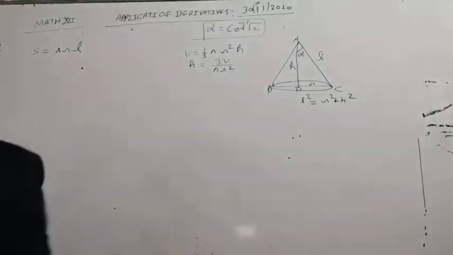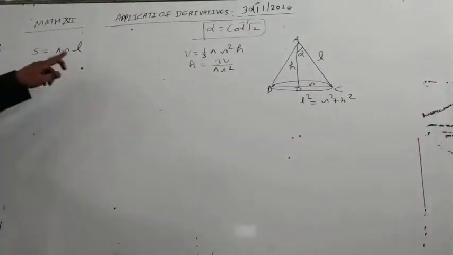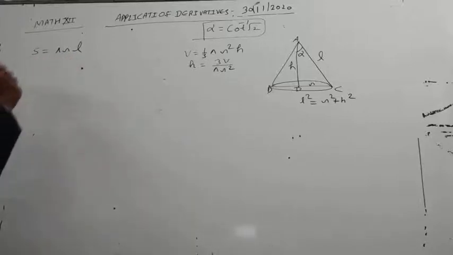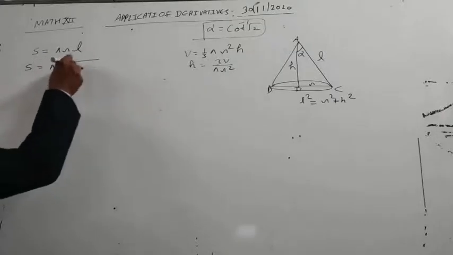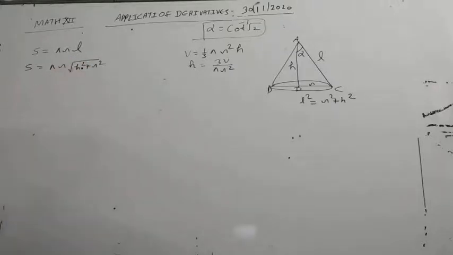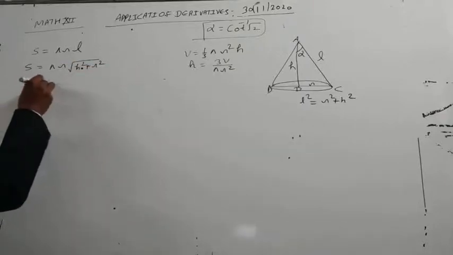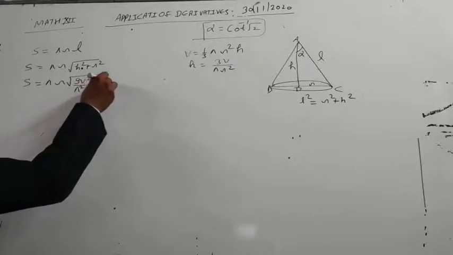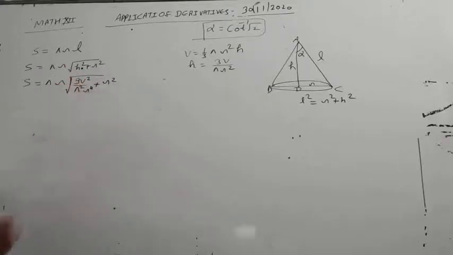So at the place of L we will put the square root of r square plus h square. So we write S is equal to pi r under root h square plus r square. Now we will put the value of h from here. So S is equal to pi r under root 9V square by pi square r to the power 4 plus r square.